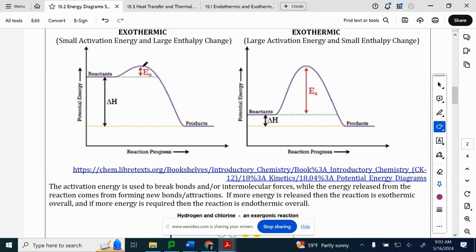So here's a small activation energy. Here would be something with a large activation energy. Okay. Something with small activation energy, you're going to have a lot of heat. The delta H is going to be great. And exothermic, if it has a large activation energy, you're not going to have much heat given off here.